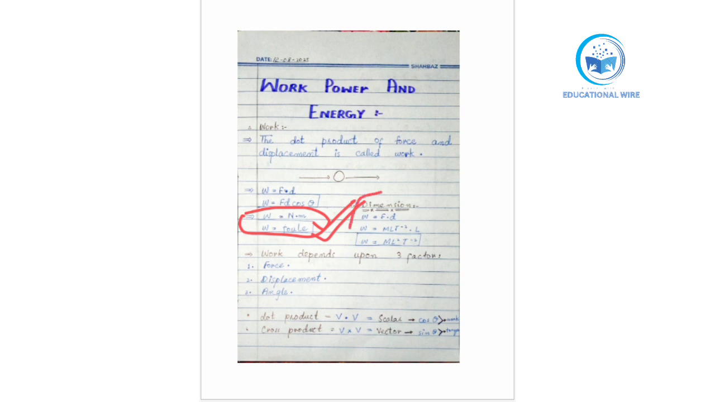So the dimension of work, W is equal to F dot D, we will write as the dimension of F, as we all know the dimension of F is MLT minus 2, and the dimension of D is L. So we will merge it and write here W is equal to ML squared T minus 2. We are having the dimension of work.